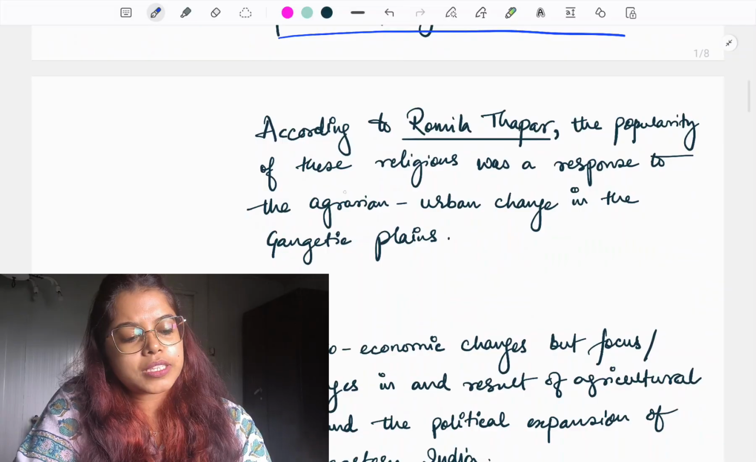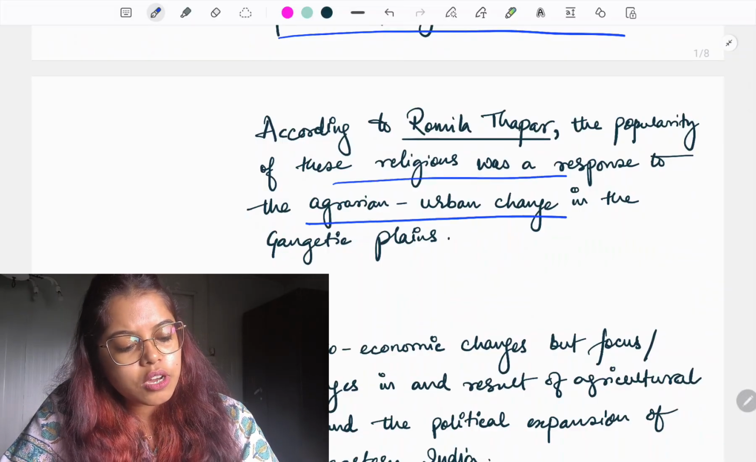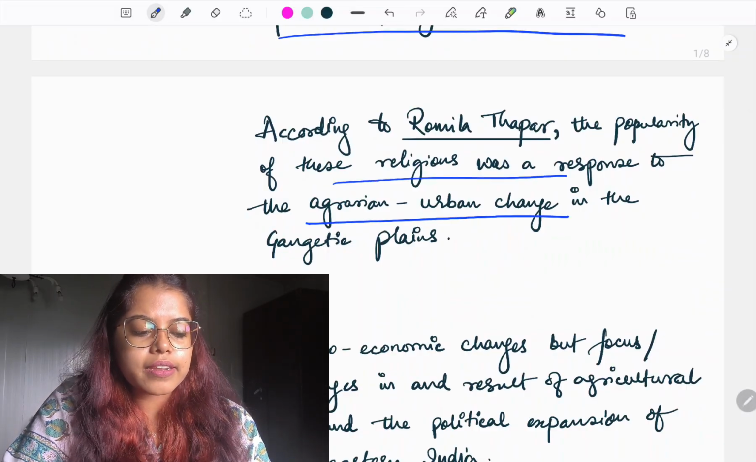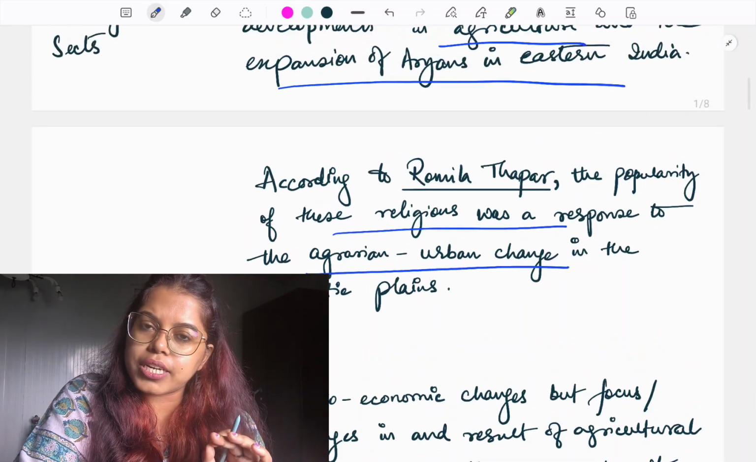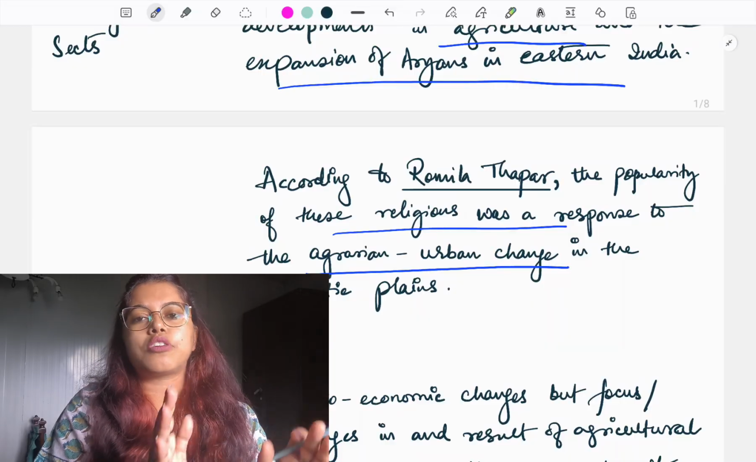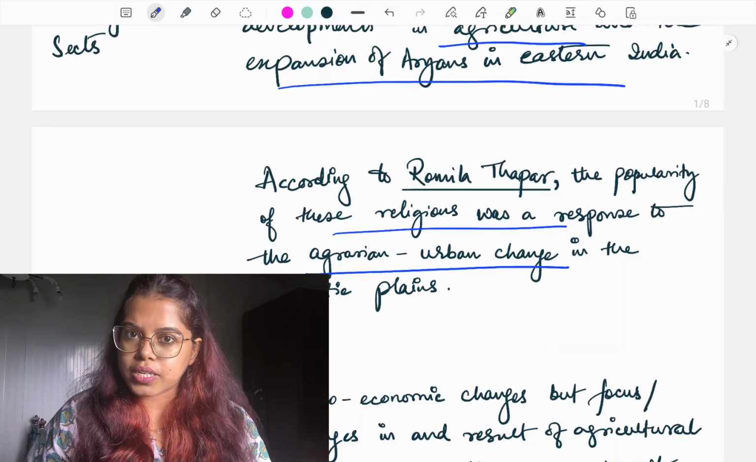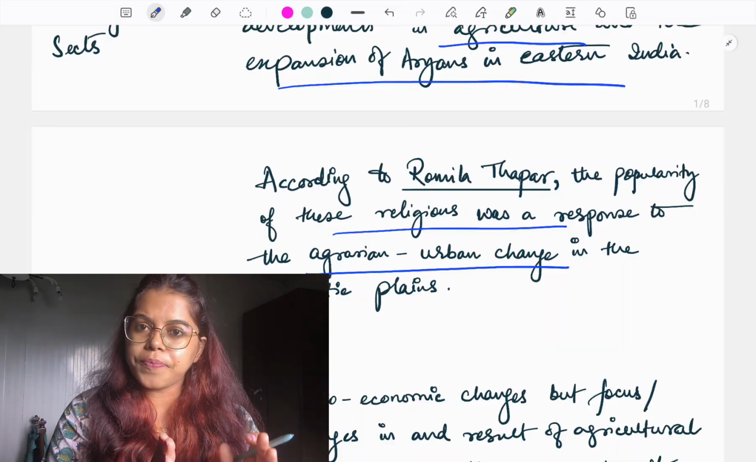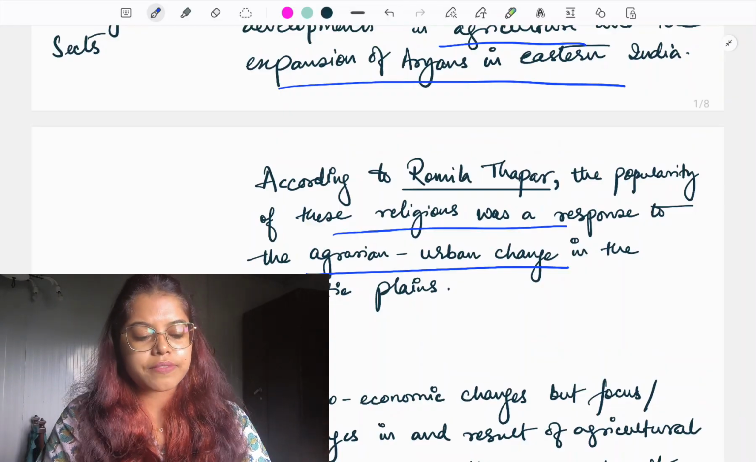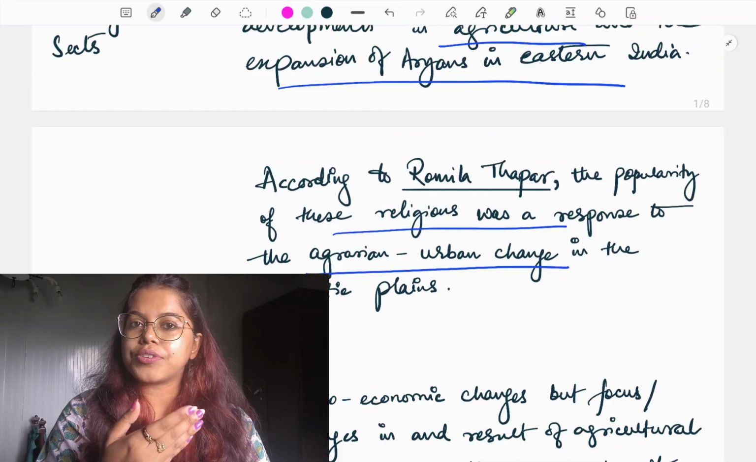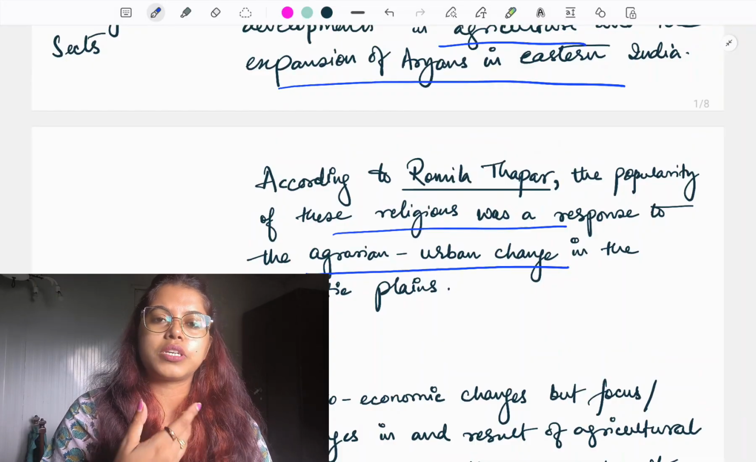That is, according to Romila Thapar, the popularity of these religions was a response to the agrarian and urban change in the Gangetic plains, right? Appropriate, what she had said about this matches our topic. Don't worry, you follow my videos. I will give you, for every topic, the related historians who are important, and I'm going to give you their views. In fact, at the end, I'm going to give you the opinion of R.S. Sharma also, D.D. Kosambi also.